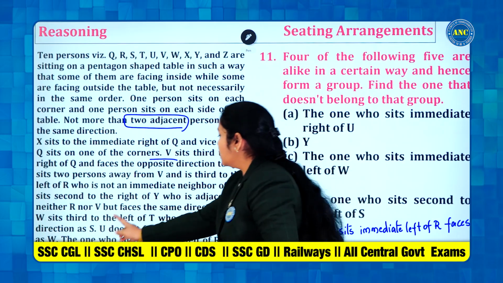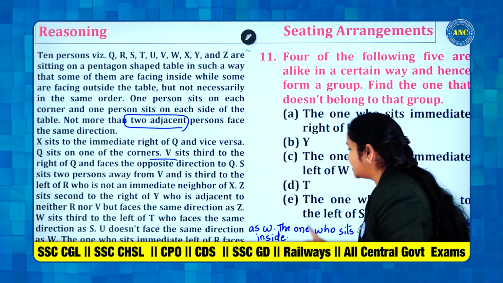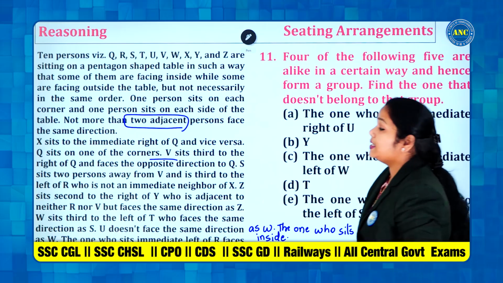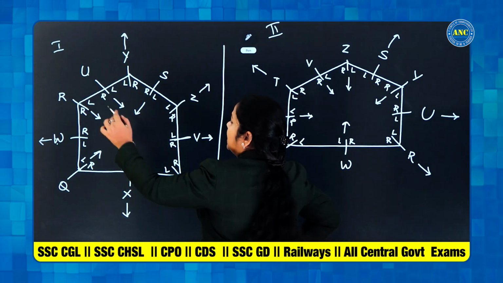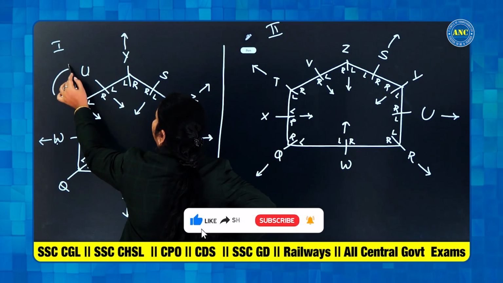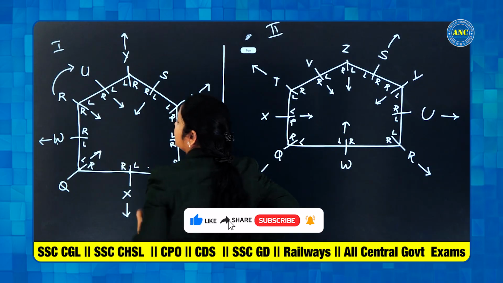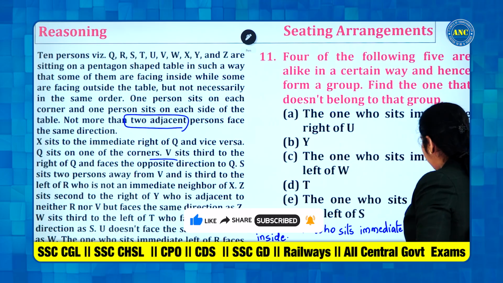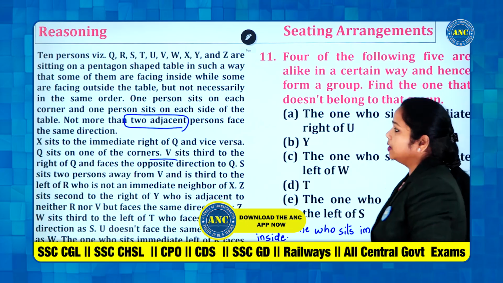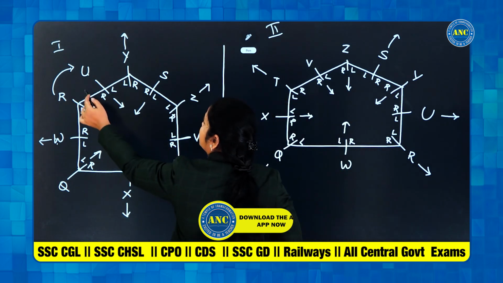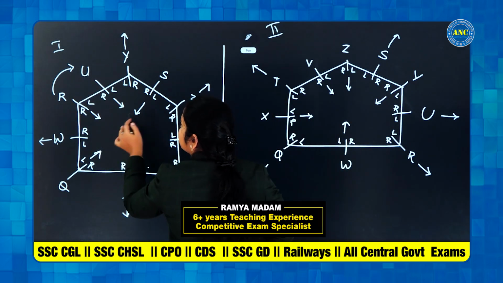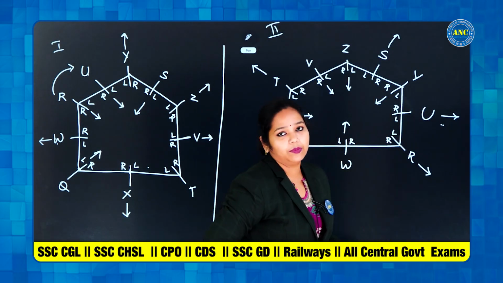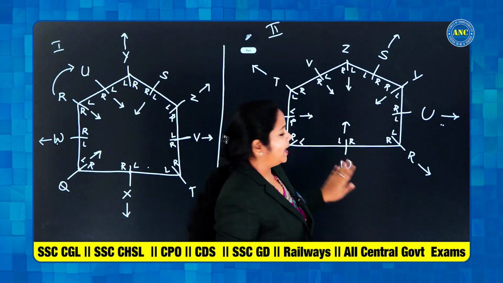If you see, the one who sits immediate left of R faces inside the table. So R is here, immediate left of R, U is there, and it is facing inside the table. That is what they are saying. So this is the final arrangement. In the other case, the one sitting immediate left of R is facing outside the table, so this is not our final arrangement.